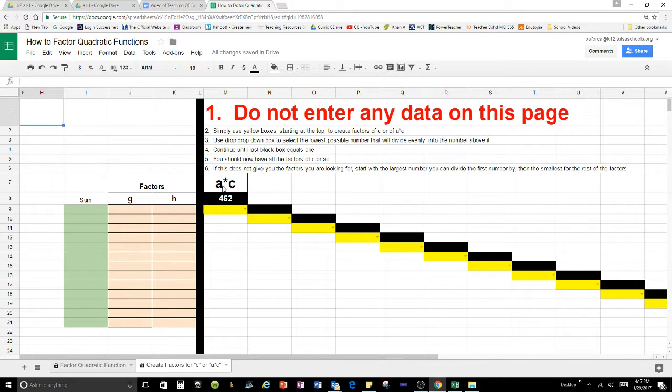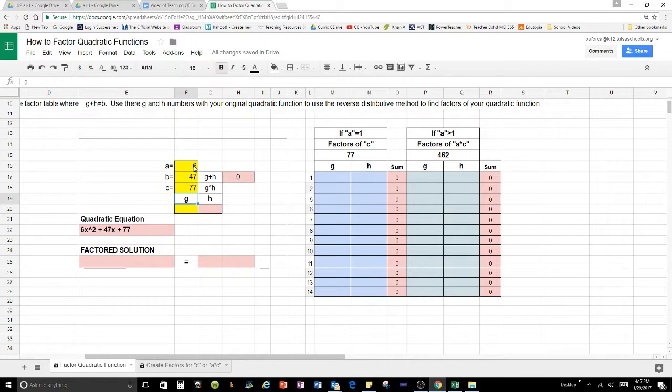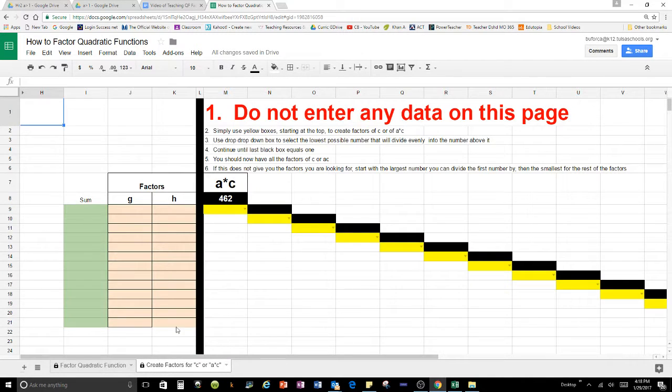Okay. And if you notice what the spreadsheet has put up here, it says we're looking for A times C, which is 462. The spreadsheet already recognized that since A was not equal to 1, instead of putting 77 there, when A is greater than 1, we actually want A times C, which is 462. So it puts 462 here. And remember, in the spreadsheet, you don't want to touch any boxes except yellow boxes. If you modify the other boxes, the spreadsheet won't work correctly, and you'll need me to give you a new spreadsheet.